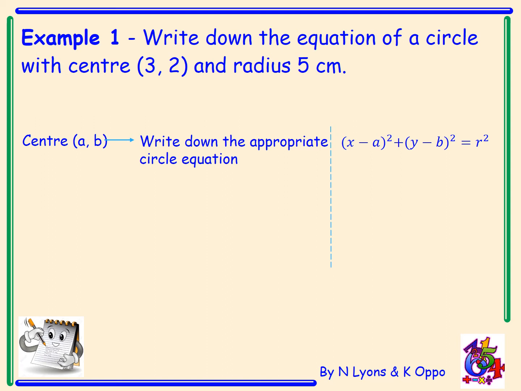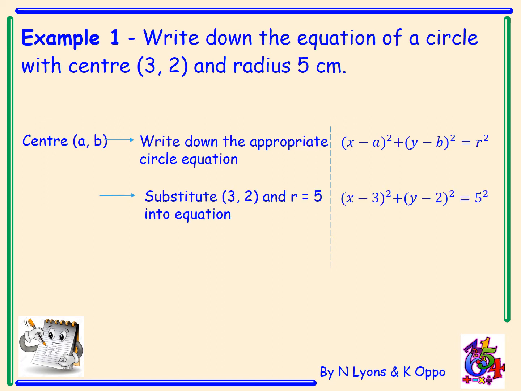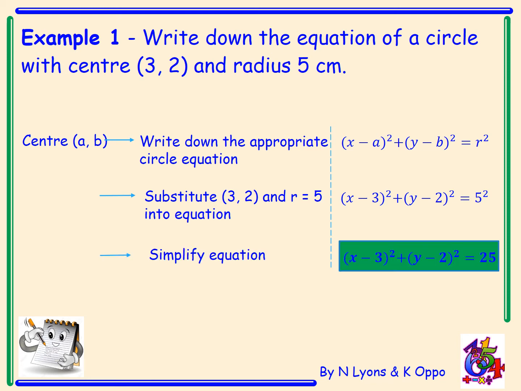Second step is we will substitute the point (3, 2) in place of a and b and our radius of 5 to get an answer of (x minus 3) all squared plus (y minus 2) all squared equals 5 squared. Finally, we'll simplify the radius to get an answer of (x minus 3) all squared plus (y minus 2) all squared equals 25.